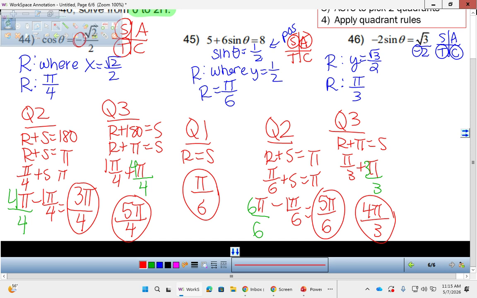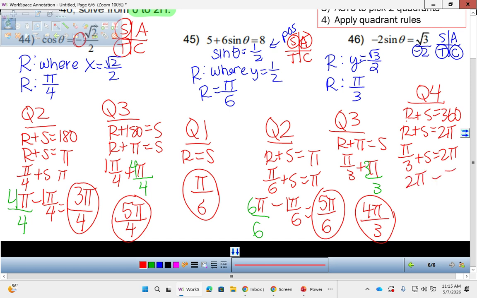This one's a little different. The rule is r plus s equals a full circle. But 360 is 2 pi, not pi. So I have this. Ultimately, what I'm going to do is subtract the pi over 3 over. So it's 2 pi minus pi over 3.